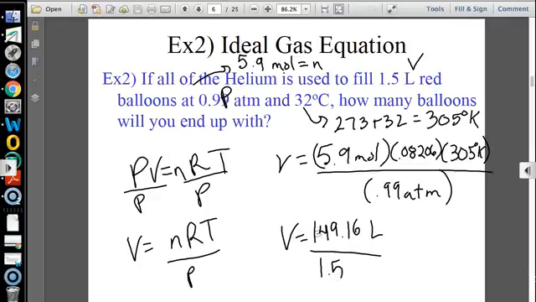Do you see how this is almost 150? Turns out that 1.5 times 100 is 150, so it should be around 100 balloons. You see, 1, 2 decimal places in the same number. That's mental math for you. If you're not there, that's okay. Every time I do that, hopefully it gets better. 2 sig figs, so I get 99 balloons.